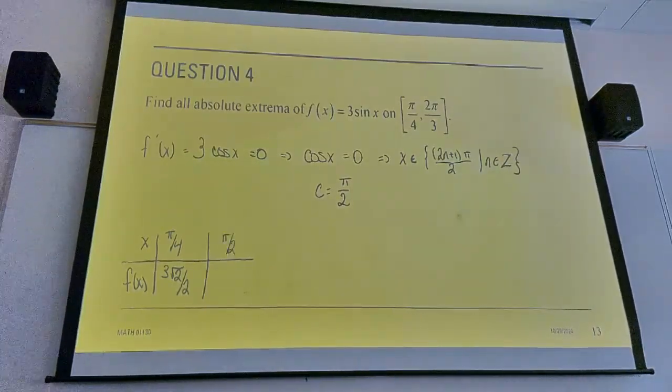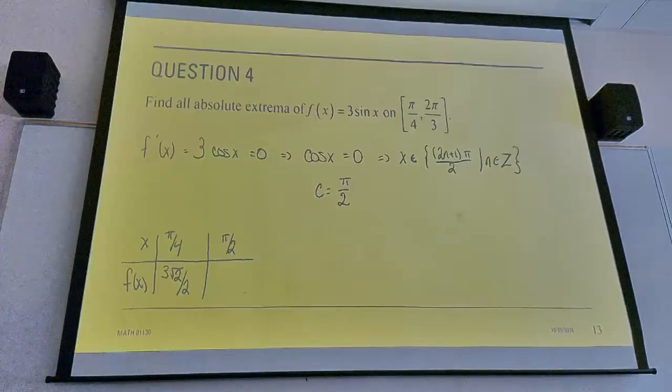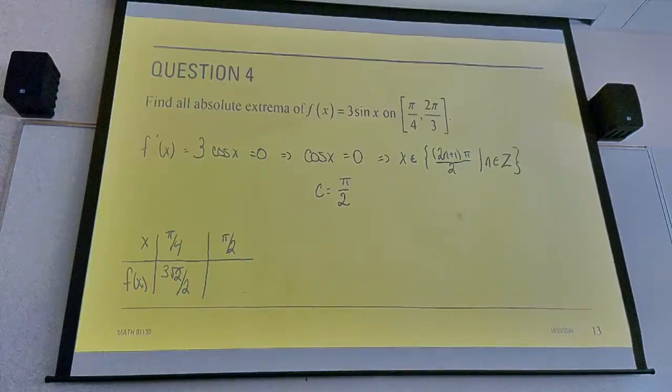Next up, pi over 2, the critical point. What is sine of pi over 2? One.